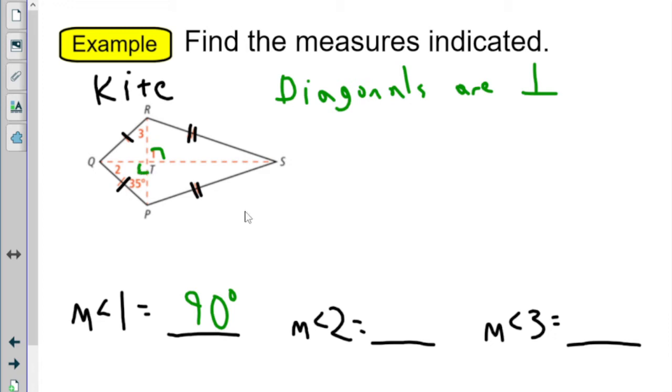To get angle 2, we're going to make use of the triangles that are sketched out here. And know that we have a triangle where the measures have to add up to 180 degrees. That's true in any triangle, which means that if that angle is 90 and this angle is 35, that leaves the other angle in my triangle, for the angles to add to 180, that the other angle has to be 55. So angle 2 has to be 55 degrees.